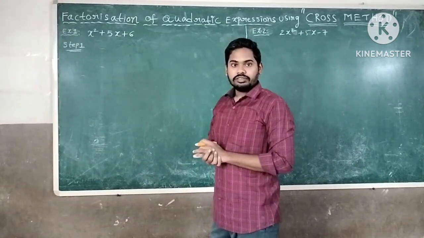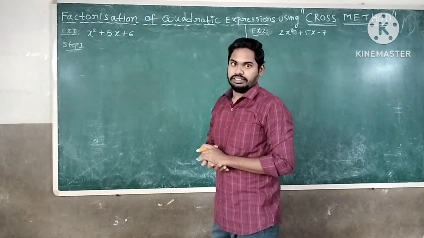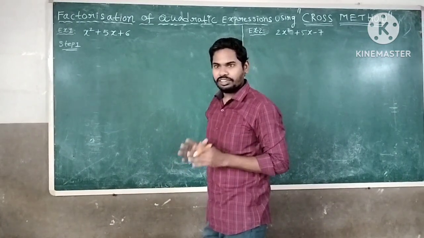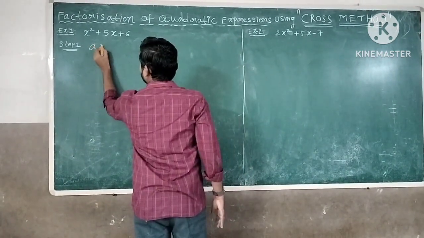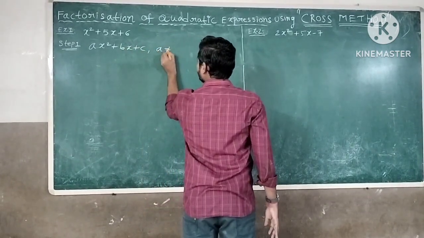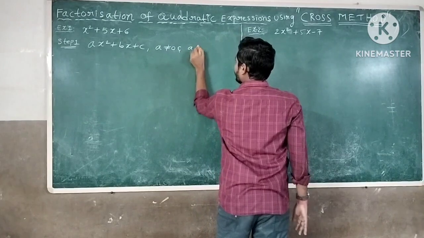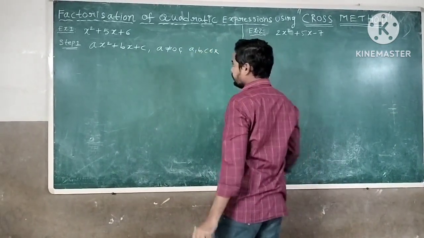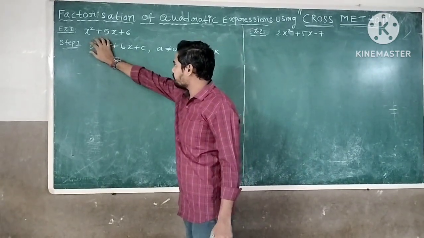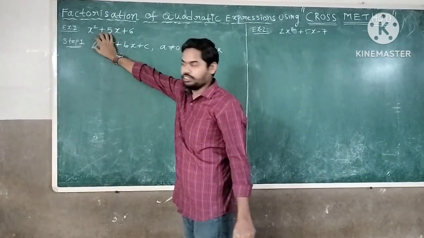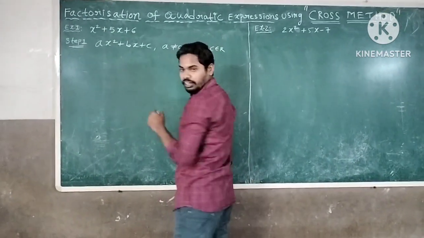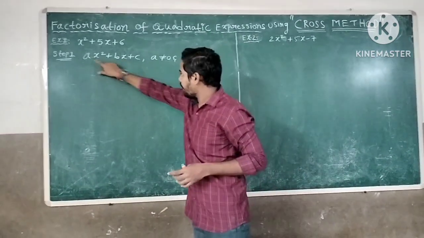In step 1, we should find the values of a, b, c. What are the values of a, b, c? In general, the standard form of a quadratic polynomial is ax square plus bx plus c, where a not equal to 0 and a, b, c belong to the set of real numbers. Here a is not equal to 0 because if a is equal to 0, it becomes a linear equation or linear expression. Now the first step is we have to find the values of a, b, c.